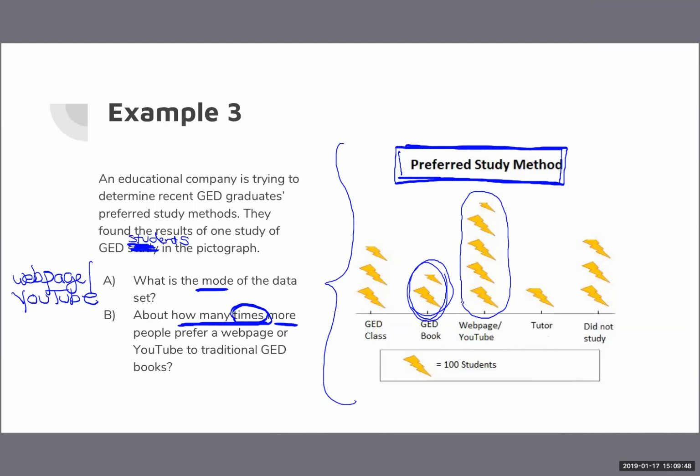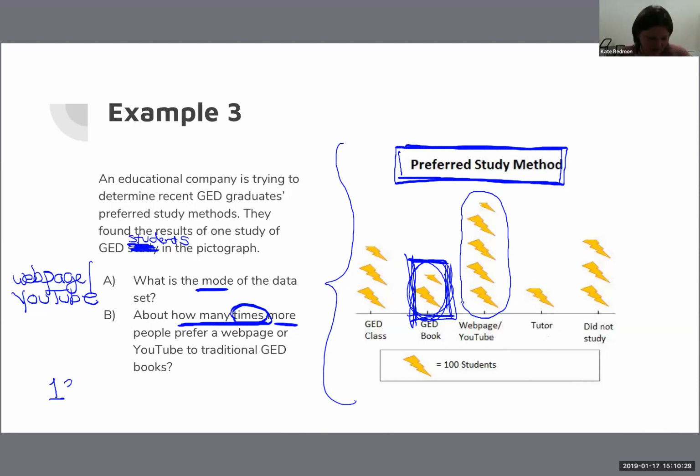I would say 330, 340. And I would agree with you if it said how many more people. But Maricela, do you see how it says how many times more? Yeah, I see. Yeah, we're saying the GED book. So about how many people prefer GED books, you think, Maricela? Just look at this column for me. About how many people are in just that column?